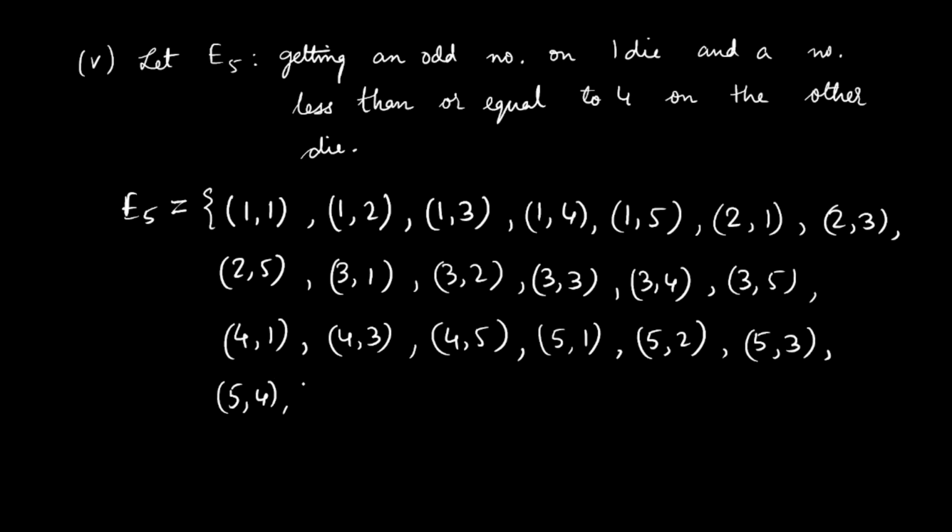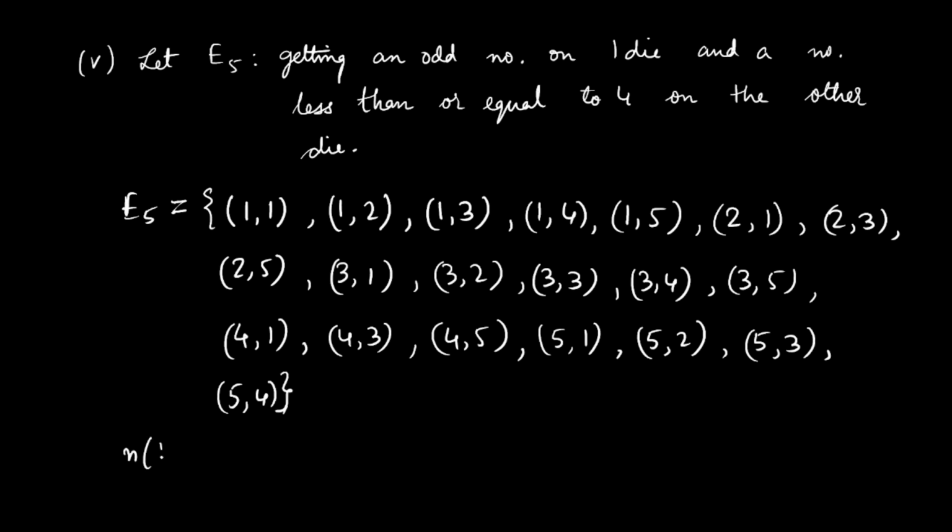For 6, 1, that is not possible, right? Because 1 is a number less than or equal to 4 and it is also an odd number. But 6 is neither an odd number nor a number less than or equal to 4. So for 6, none of the combinations are possible. So these are the elements of E5.